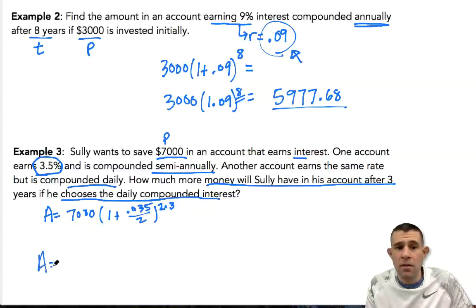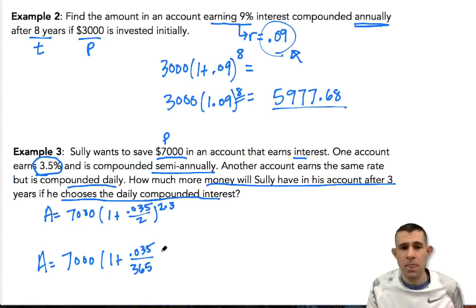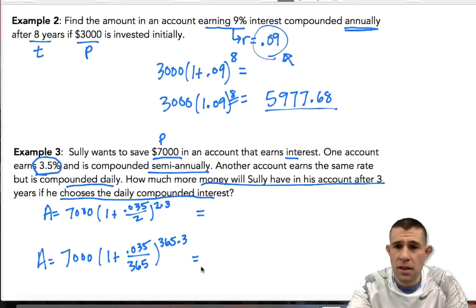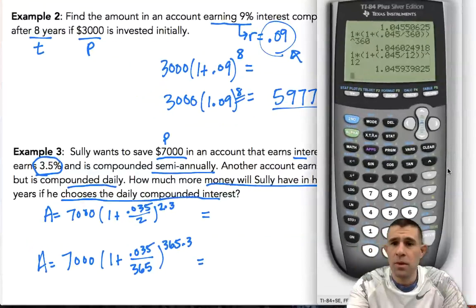Now the other account is going to be represented by the formula 7,000 times 1 plus 0.035 divided by 365, let's use 365 this time, all to the 365 times 3 power. Okay, so let's go to our graphing calculators and let's see what our interest would be.